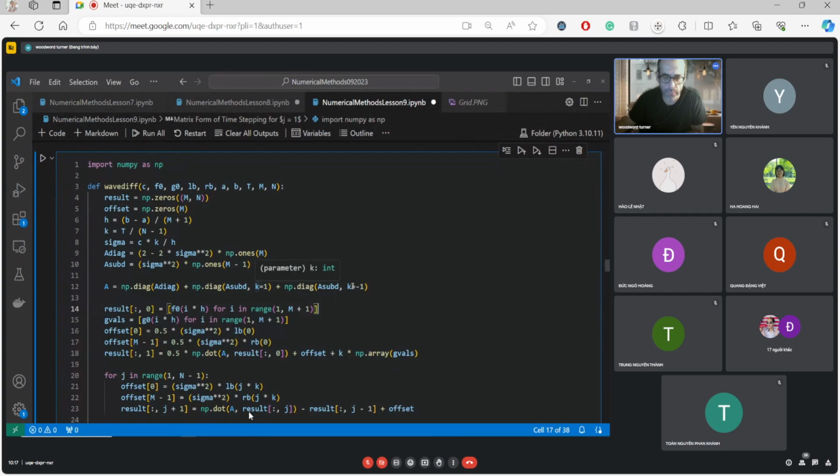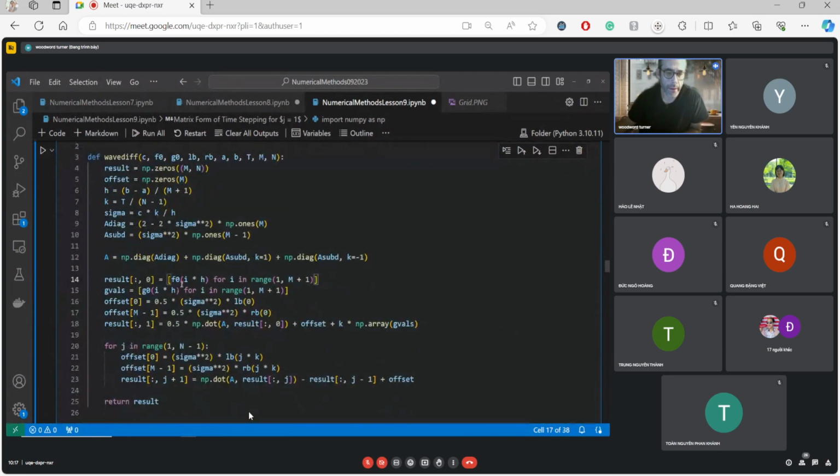And the boundary values that we get are y_{0,0} is L of t_0, and y_{m+1,0} is R of t_0. All right, I just want to go through a little bit of code here and show you how this works.